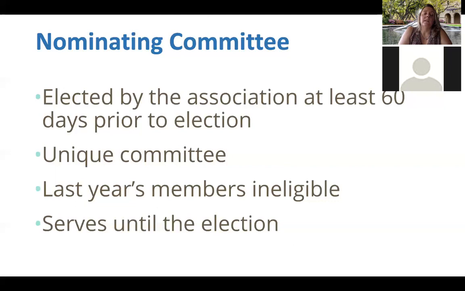Everybody who was on last year's nominating committee is ineligible for this year. You can only be on a committee at most every other year. And it serves from when it's elected in November or January, depending on when your association meetings are, and it serves until the election. Your president is also ineligible to be on the nominating committee, so it needs to be unique members. And you as parliamentarian are the advisor to the committee.